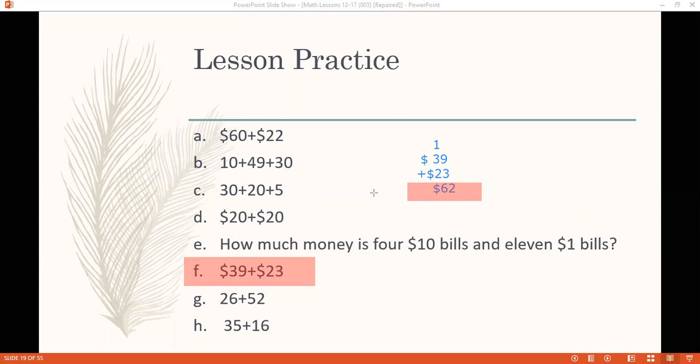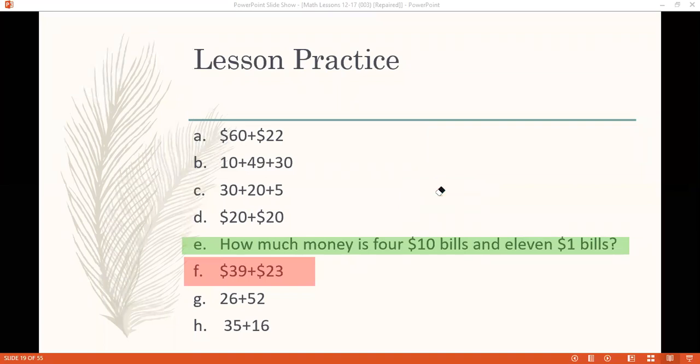All right, now let's look at problem E. We're jumping around a bit, but that's okay. Okay, so looking at problem E, let me highlight it for you. This one is one of our word problems. You're going to find this in your homework today. So remember what we're going to do. How much money is 4 $10 bills and 11 $1 bills?